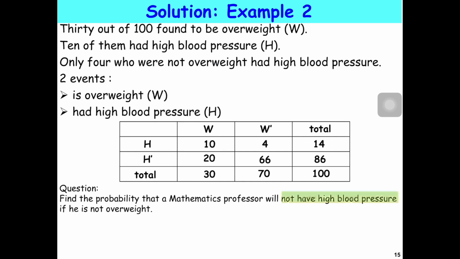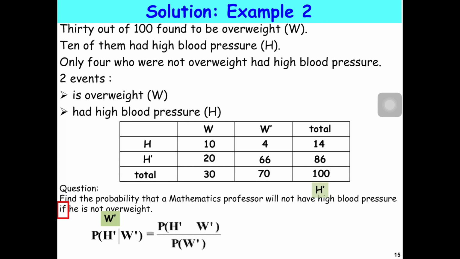So we identified the event not have high blood pressure, meaning H complement, if he is not overweight, which is W complement. The mathematical notation we use is probability H complement given W complement, because it is known he is not overweight. The formula for the conditional probability is probability H complement intersect W complement over probability W complement. We get the value for H complement and W complement from the table, that is the intersection between event H complement and event W complement. So you have here 66 over the sample size, 100. Then the total for W complement is 70 over 100. Calculate it, and you should get 33 over 35.